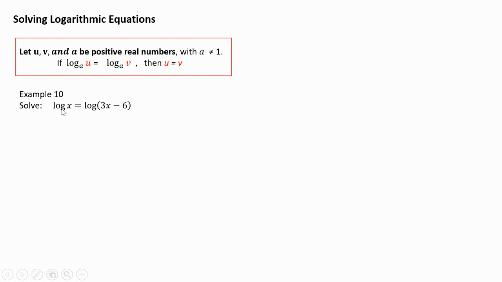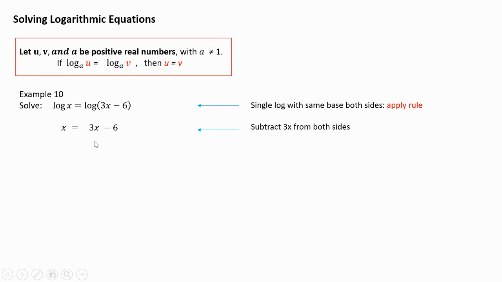So again, right, we have the same log with the same base, right? Single log. Again, you see they both have to be single logs on both sides. So single log with same base on both sides, you apply the rule. We let x equal 3x minus 6. Now all you do is subtract 3x from both sides, right? So minus 3x, minus 3x. So it's going to give us negative 2x equals negative 6. Then we divide both sides by negative 2, and it gives us x equals positive 3.